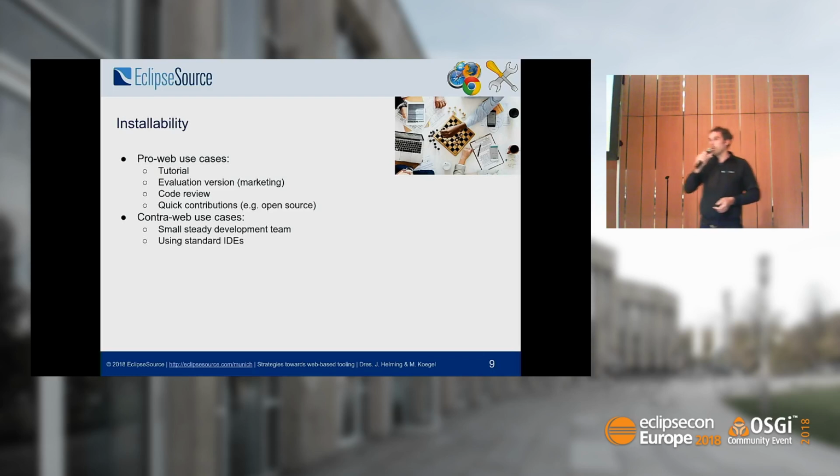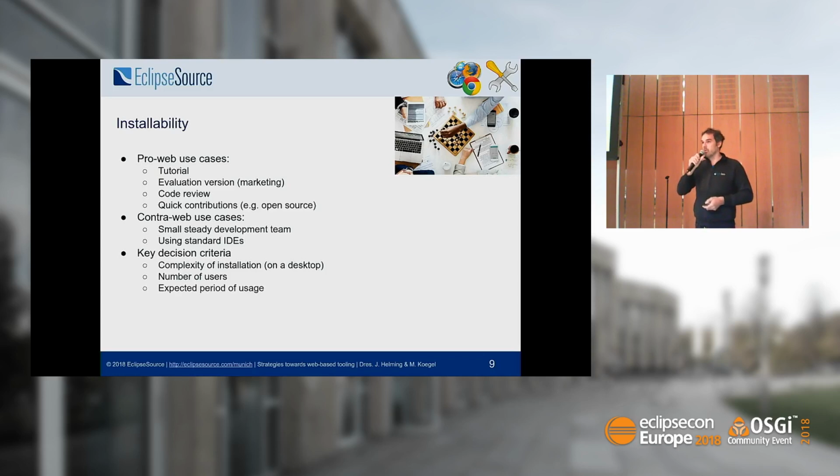Other contra-web use case, if you are happy with the standard IDE, and there is actually not a lot to install, it's just something to unzip, you typically also get huge benefits from improving that. So the key decision criteria when it comes to installability are obviously the complexity of installation, so how long does that take? The number of users. The more users you have, the more important installability is. And the expected period of usage. So how long are users expected to use your tool? The shorter, the more important installability is.